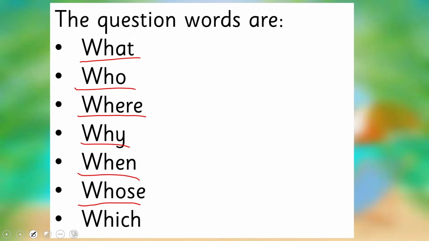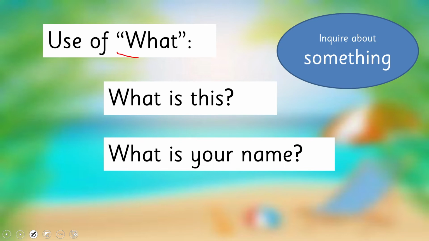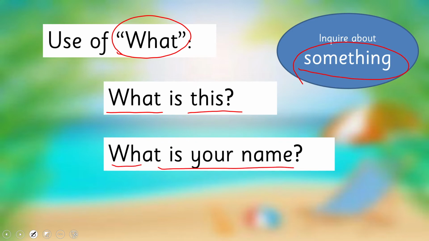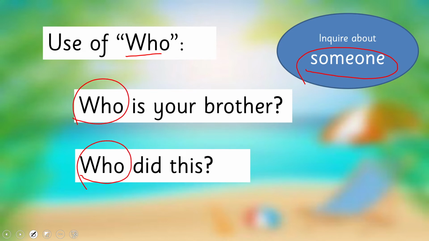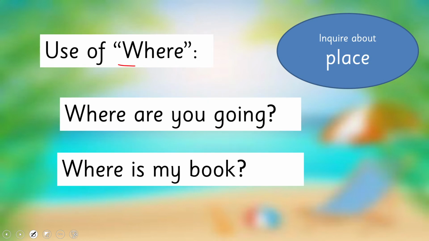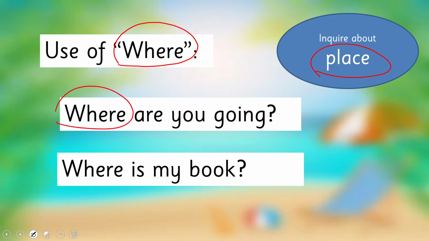So when do we use which question word? A few we have discussed, so let's revise. We use what when we want to inquire about something. What is this? What is your name? Right? And we use who when we want to inquire about someone, a person. Who is your brother? Who did this? Right? We use where when we want to inquire about a place. Where are you going? Where is my book?